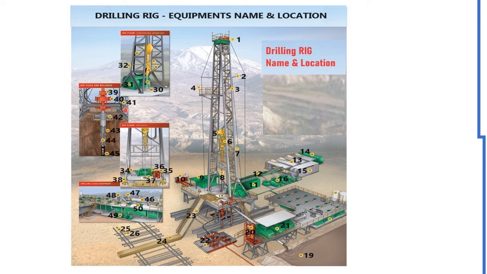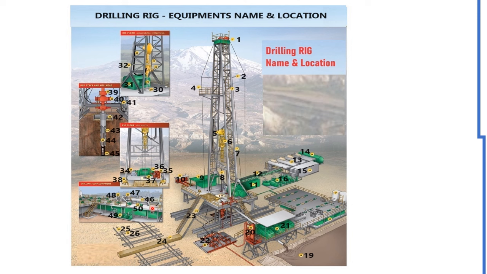And 41 is the substructure. The substructure is the area below the rig floor, and 42 is the cellar. This excavated area is called the cellar. 43 is the conductor casing. This one is the conductor casing. 44 is the drill string, and 45 is the bit, the last in the drill string. 45 is the drill bit.